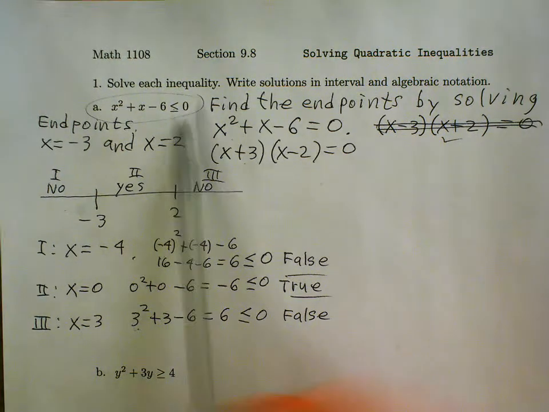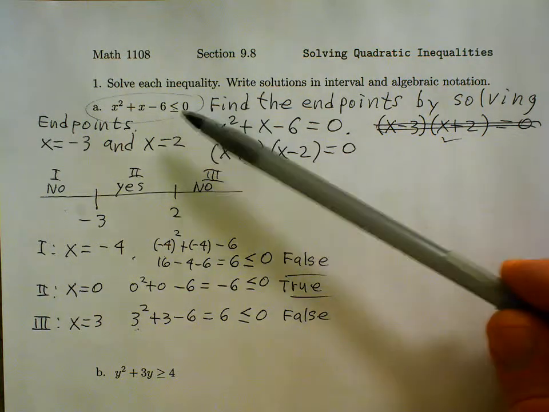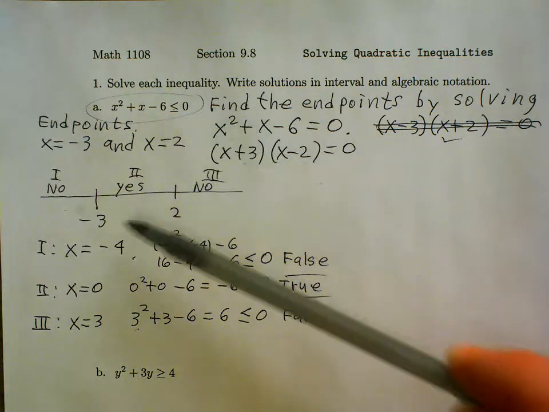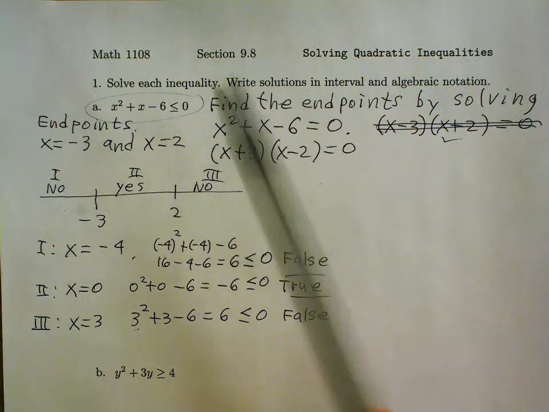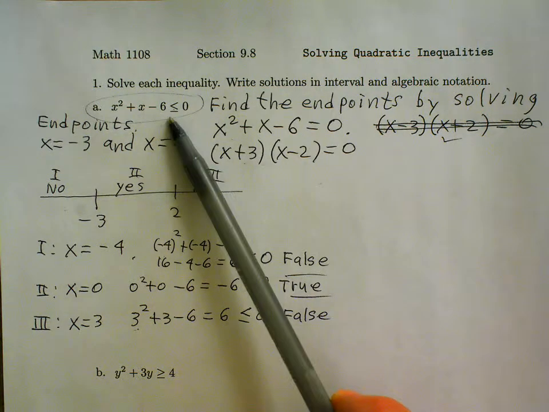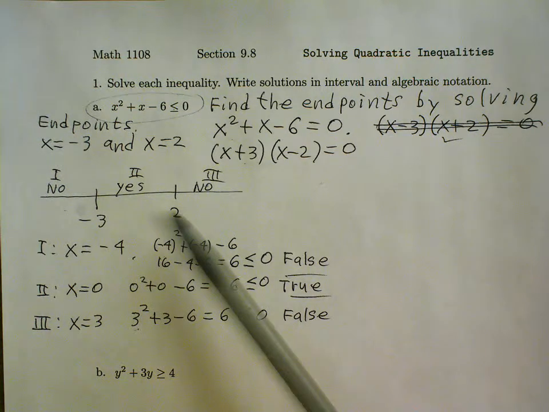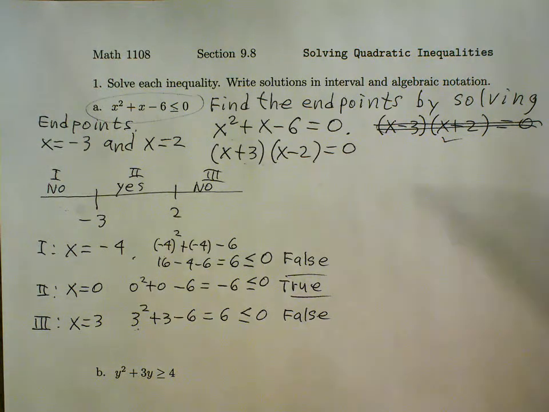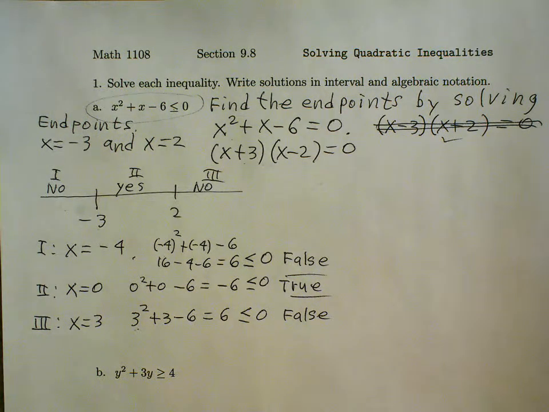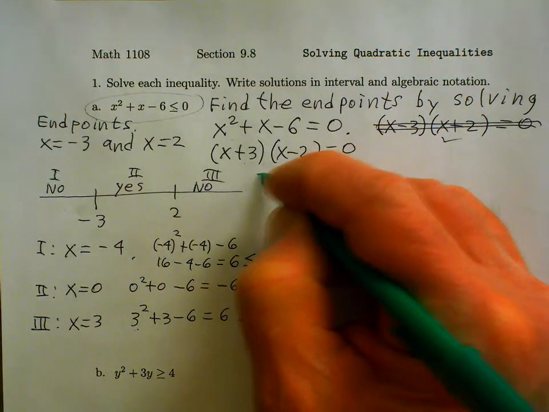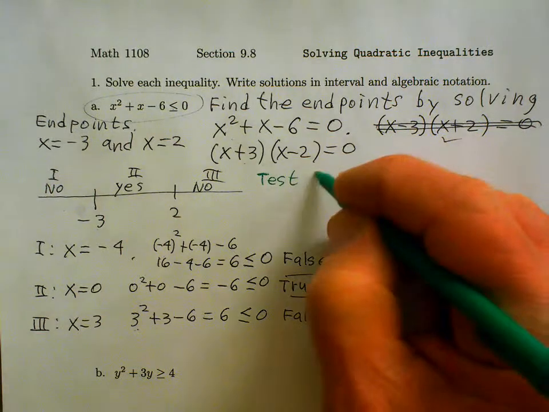With quadratic inequalities, it's pretty easy to tell if the endpoints are included or excluded. If it's less than or equal to 0, the endpoints are included, because if you test the endpoints, you'll get 0 less than or equal to 0, which is true. It's the or equal to 0 that makes it true. But in this first one, let's go ahead and test the endpoints in case there's any confusion.